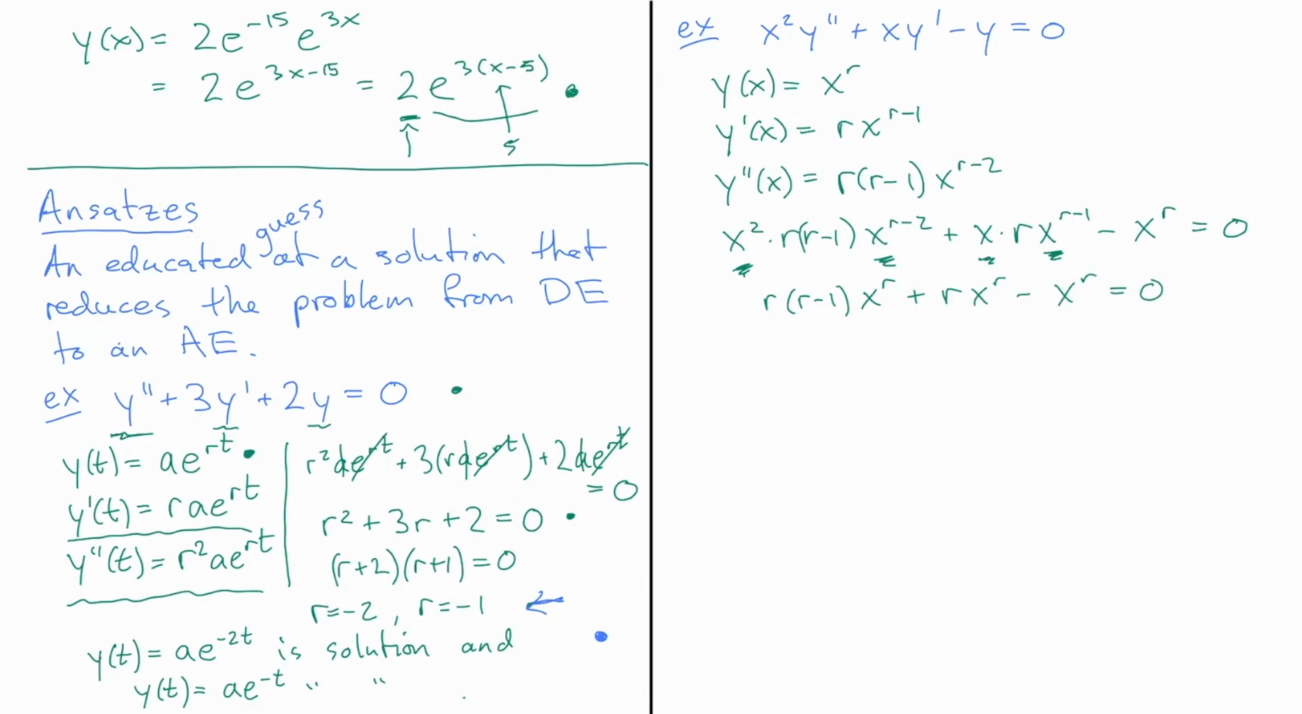And now, just as in the previous example, the functional form is the same in all three terms, and we can cancel it out, and we're left with r times r minus 1 plus r minus 1 equals 0. And that is r squared from these two, minus r from these two, plus r, minus 1, and that gives us r squared minus 1 equals 0. So now we can see that we have two roots, r equals minus 1 or r equals 1.